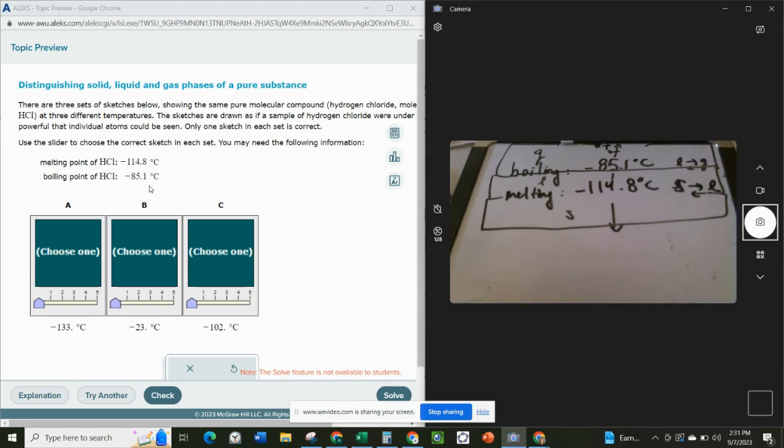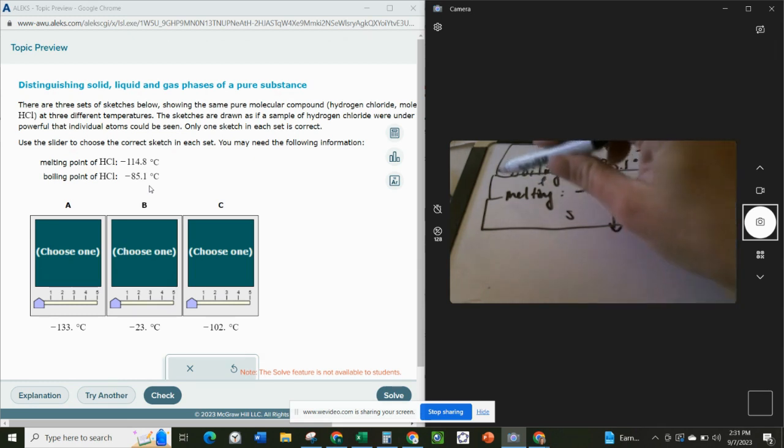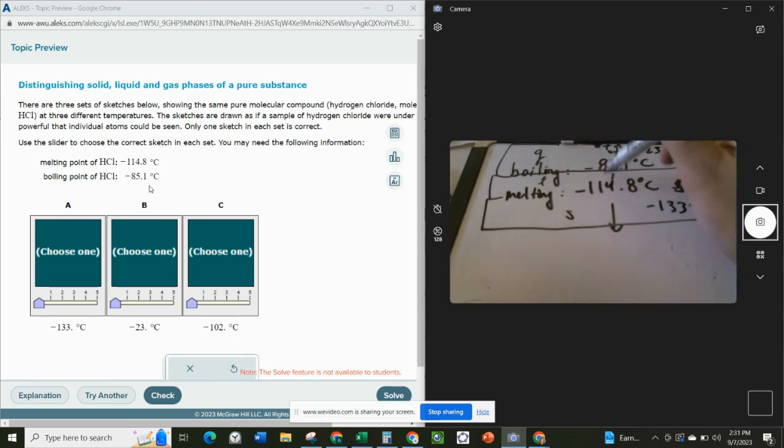So the first temperature is negative 133. And that's below negative 114, and they're all in degrees Celsius, so we're comparing the same thing. So that's going to be a solid. And then the next one is negative 23, so that's way above negative 85. I guess not way above, that's up here. So that's going to be a gas. And then the last one is negative 102. That's between these two, so that's going to be a liquid. Okay, so now we know what they are. Now we just have to identify them correctly.